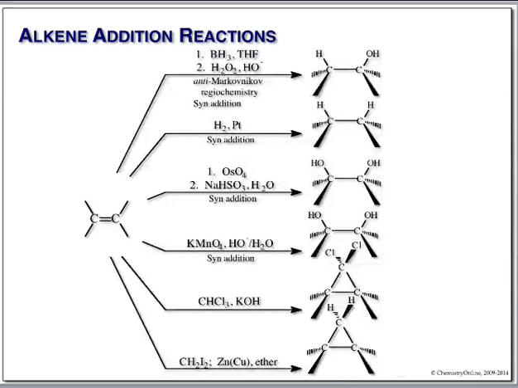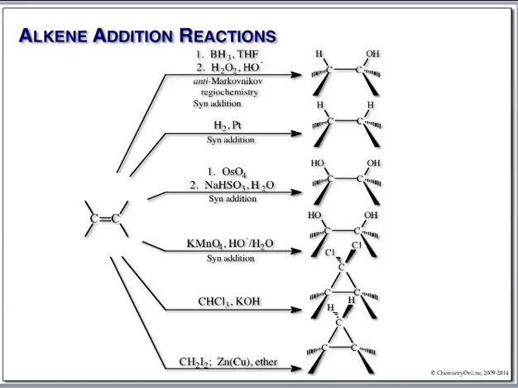Can you explain again what anti-Markovnikov is? Anti-Markovnikov, the nucleophile, that is here, the hydroxyl group, would add to the carbon next to the carbon that would give the most stable carbocation. We'll see how this happens later. But it's the opposite result.